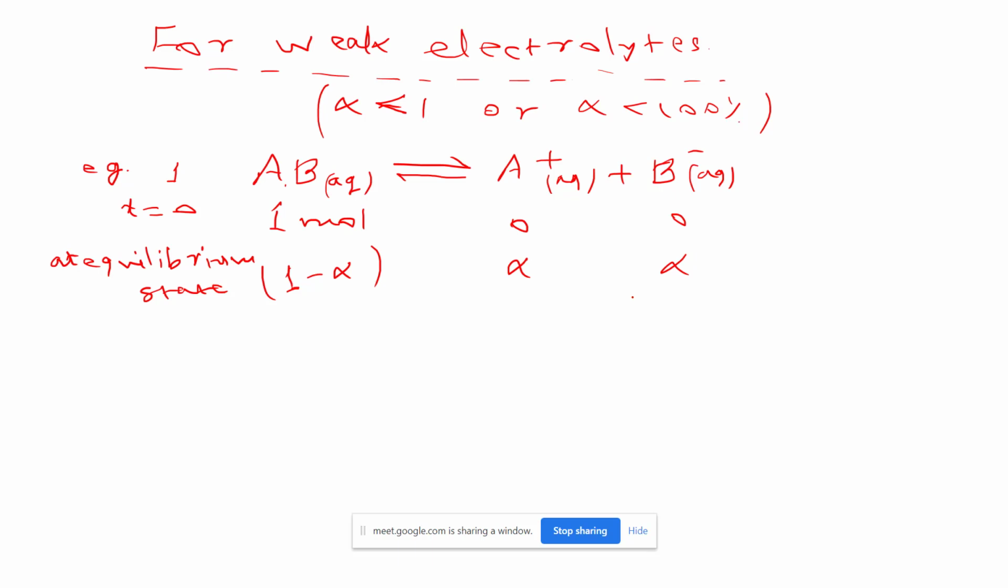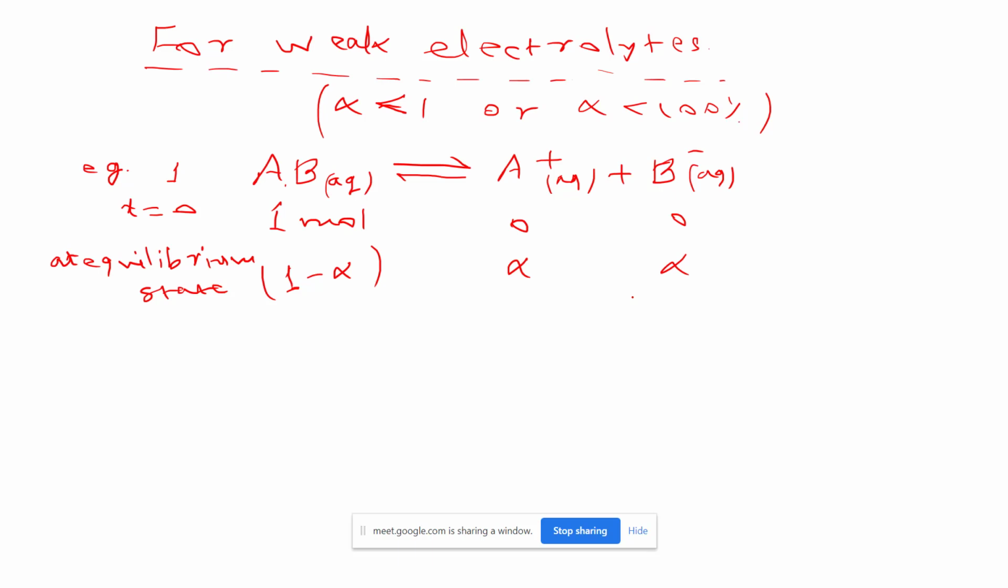Now can you say how many moles of A plus ion we are getting at equilibrium state? Alpha. For B minus ion, how many moles do we have? Alpha. And how many moles of undissociated AB solute, or we can say electrolyte, are present at equilibrium state? It is 1 minus alpha. Yes, correct.